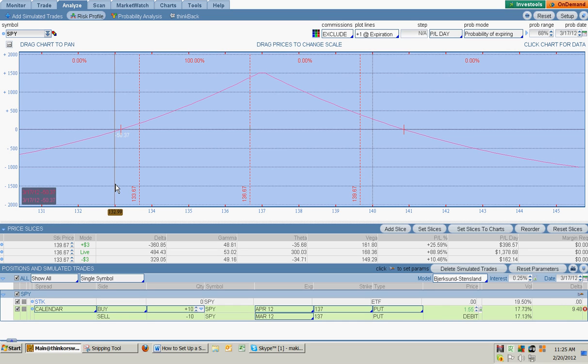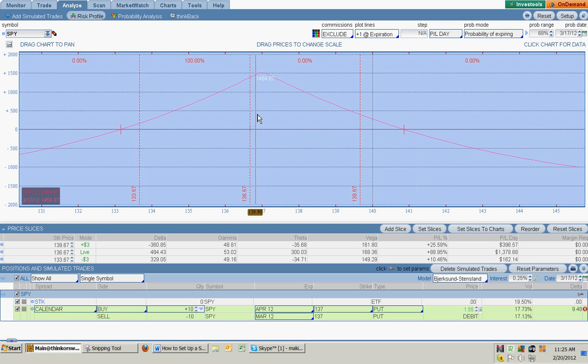And with calendar spreads, you never can lose everything because the value of your long positions will always be greater than those of the short positions. No matter what happens, you will have some incremental value. You can't lose all your money. Anyway, this is one way of doing calendar spreads.